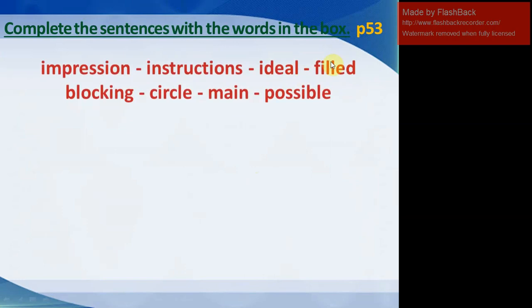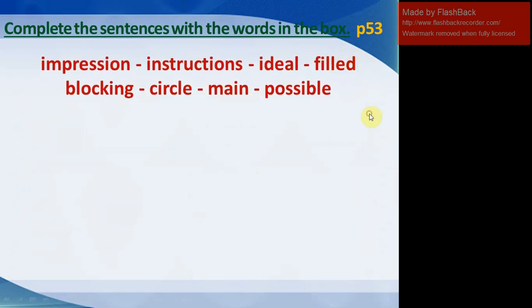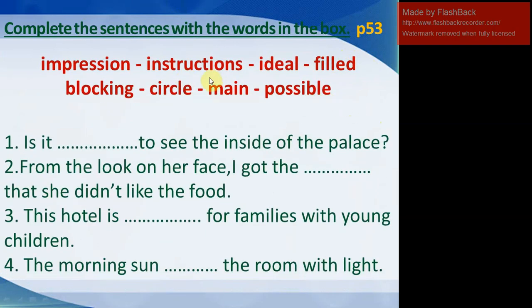Let's do the exercise, page 53. We have some words and try to complete the sentences with the words in the box. Okay. The first one, impression, get or have an impression. Instructions, to follow instructions or to give instructions. Ideal, perfect, you can say ideal place, ideal holiday destination, and so on.